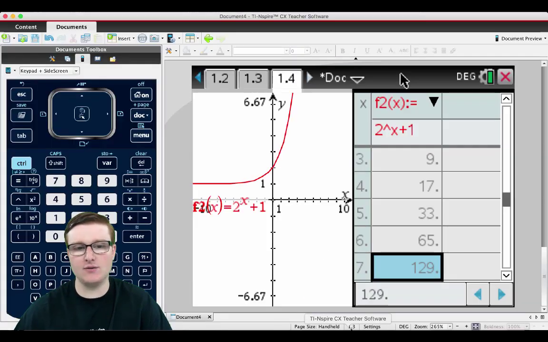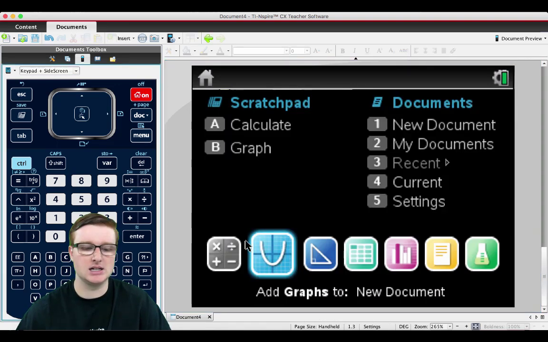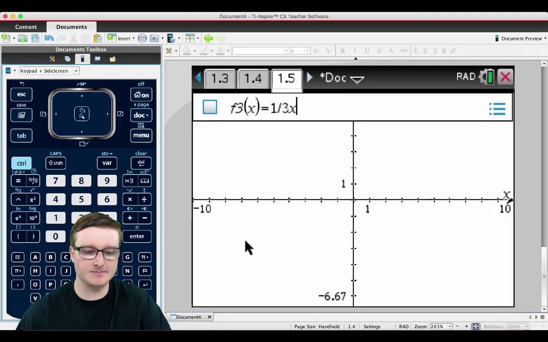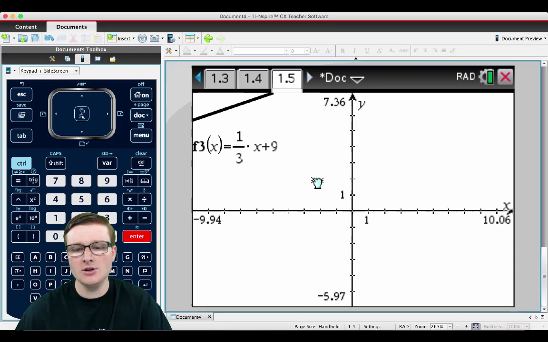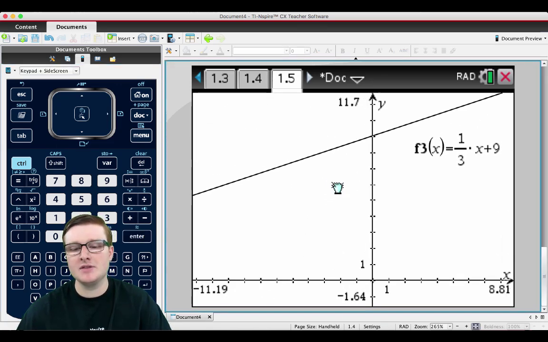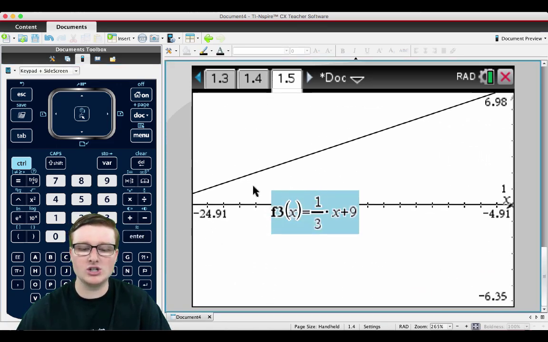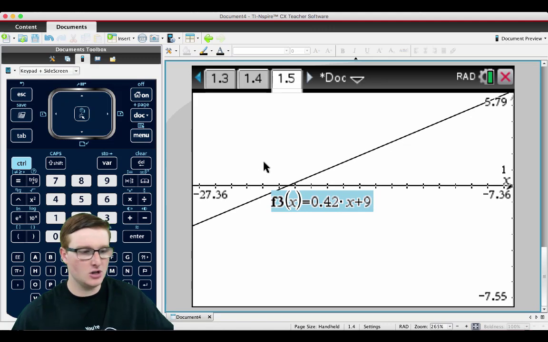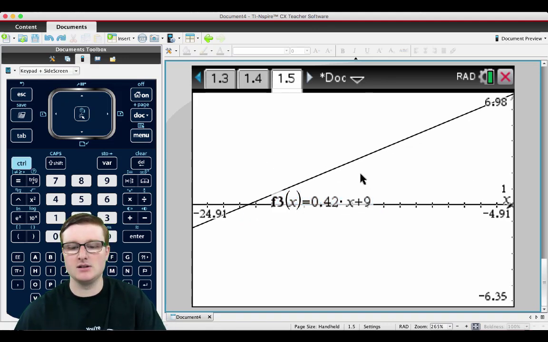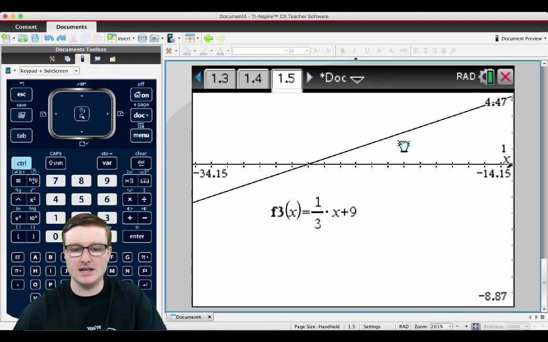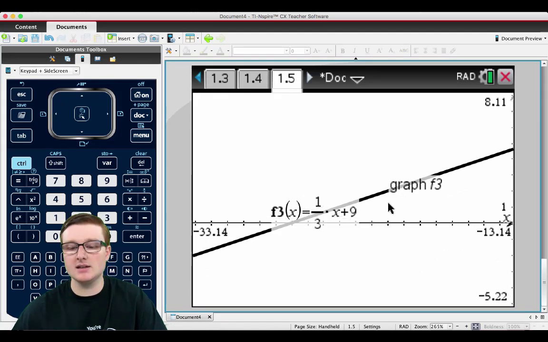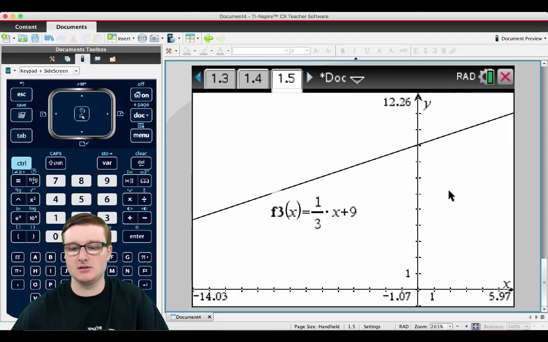Well, if I were to graph 1/3 x plus 9, there are some negative values, which is all the way down here. So that could be negative down here. And it also could be positive, okay?